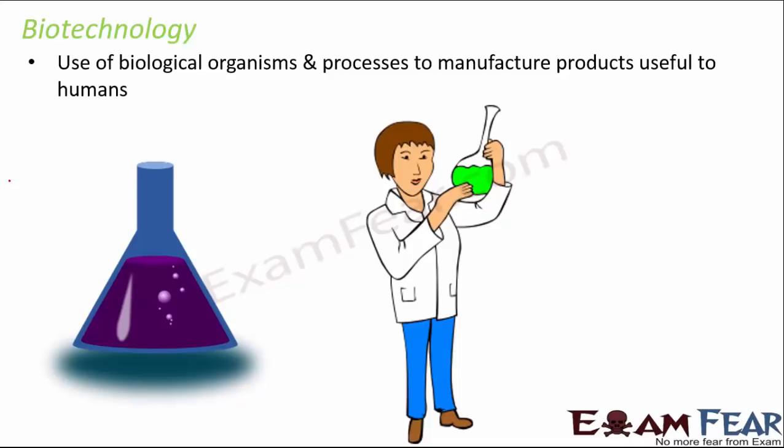Biotechnology, what do we do here? Use of biological organisms and processes to manufacture products useful to humans. So we make use of living organisms to make things which are useful to human beings. That is biotechnology. We are combining bio, that is life, with technology to create useful products.